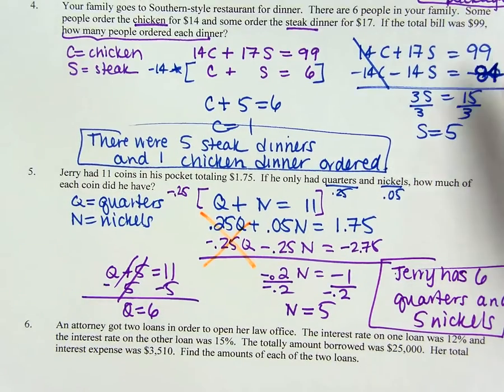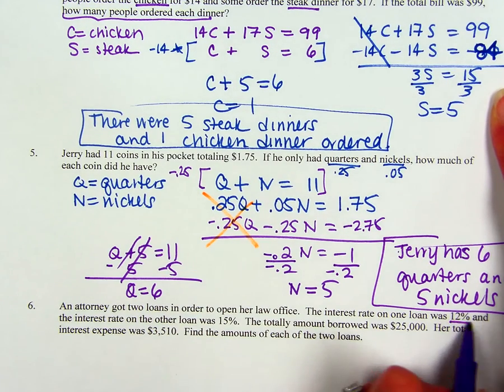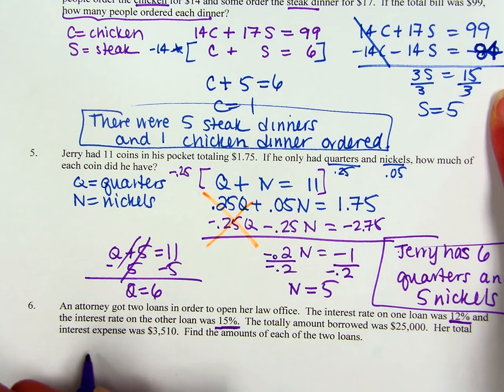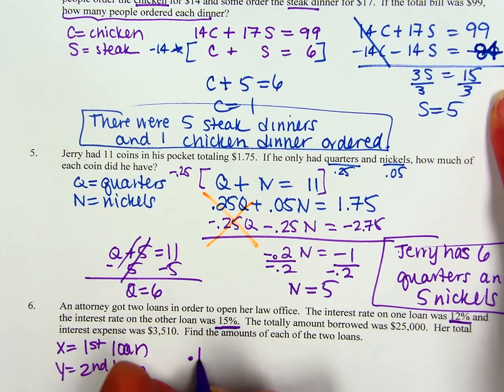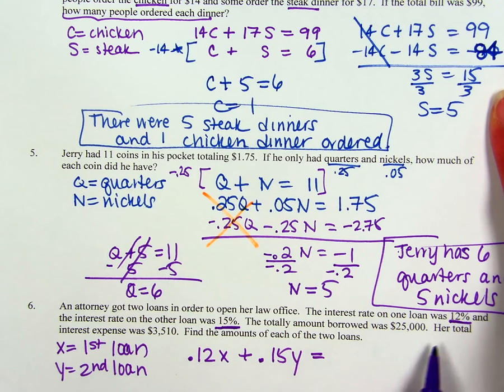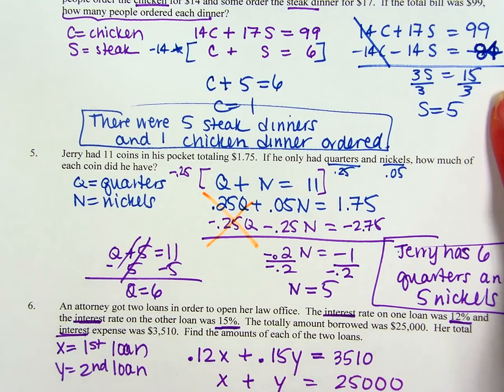All right, final problem. An attorney got 2 loans in order to open her law office. The interest rate on one loan was 12%. The interest rate on the other was 15%. So this time I need an equation that represents percentage. So we've got 2 loans. We're going to call this the first loan, X, and the second loan, Y. My first loan had 12% interest. My second loan was 15% interest. In total, her total interest, right, these are all interest rates or costs in this situation, $3,510. Grand total, I had 2 loans that were borrowed for $25,000.